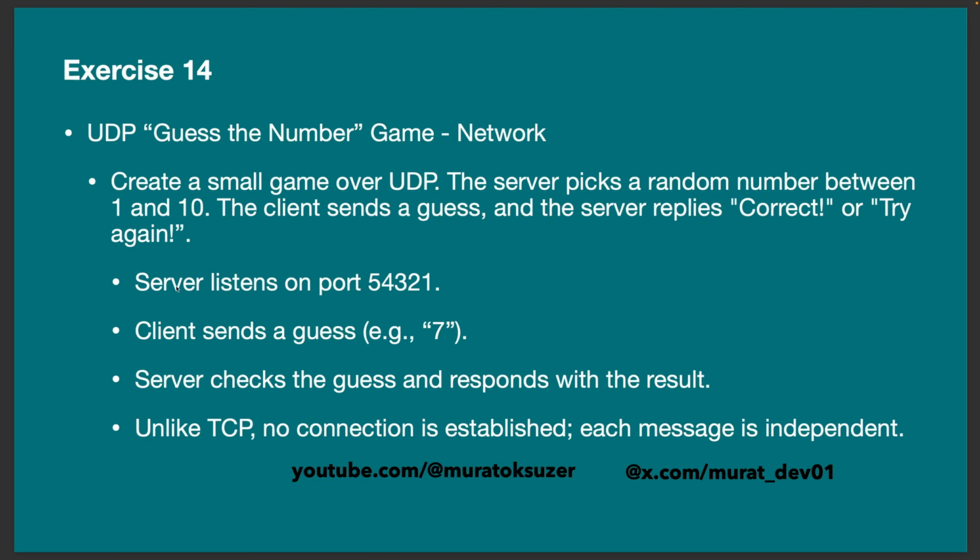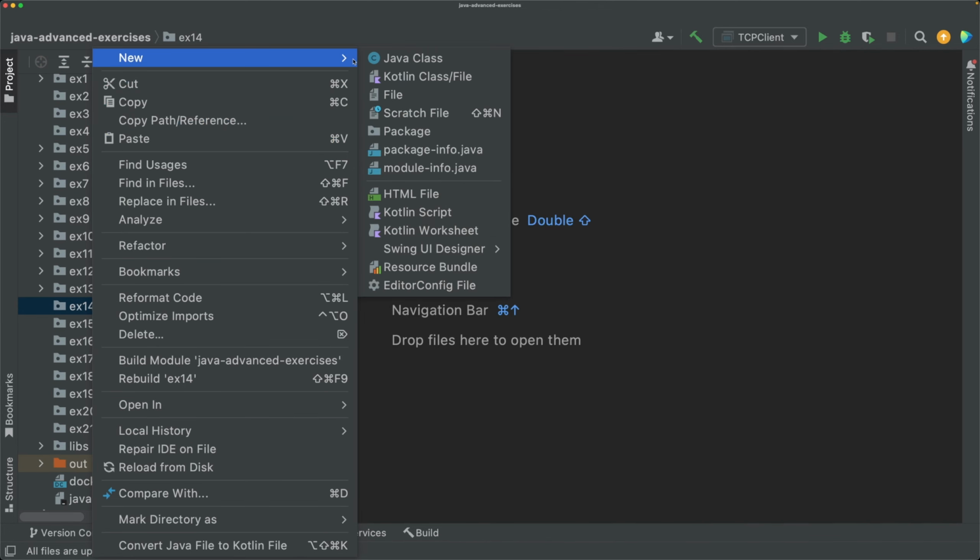Next exercise is a guess the number game on the UDP protocol. Create a small game over UDP. The server picks a random number between 1 and 10. The client sends a guess and the server replies correct or try again. Be aware that unlike TCP, no connection is established. Each message is independent.